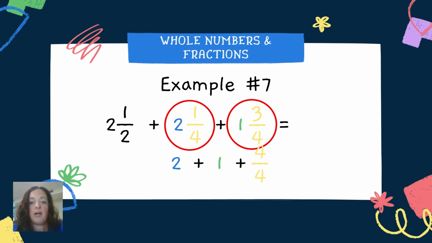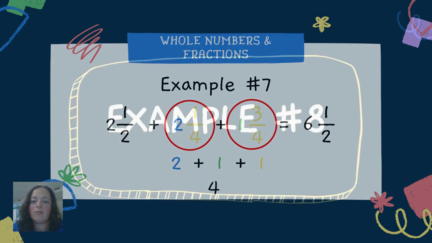They have the same denominator, so we can just add the top numbers. 1 plus 3 is 4. So that gives us 2 plus 1 plus 4/4. 4/4 is equal to 1 whole. And when we add those together, 2 plus 1 plus 1, that gives us 4. Now we just need to add the 2 1/2 to that. 4 plus 2 is 6. And then we just need to tack on the 1/2. 4 plus 2 is 6 plus the 1/2 makes 6 and 1/2.